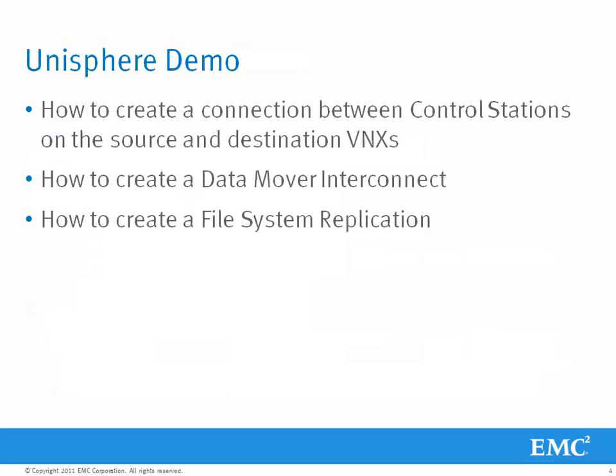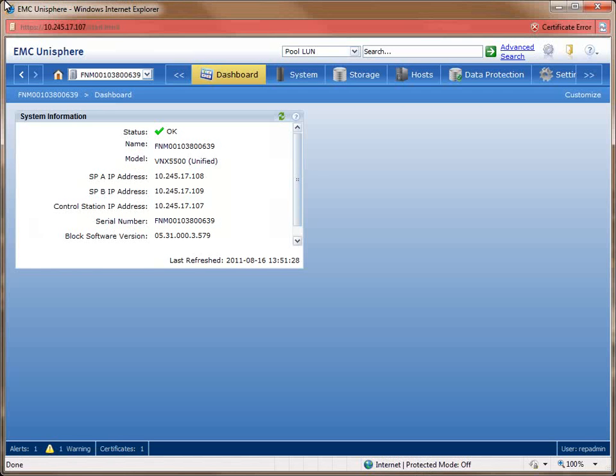Next, I will demonstrate on Unisphere how to do the following: how to create a connection between the control stations on the source and destination VNXs, how to create the data mover interconnect, and how to create the file system replication session. In this demo, we'll create a remote file system replication session. Here we are on the home page of the source VNX system. First, we must set up the replication environment.